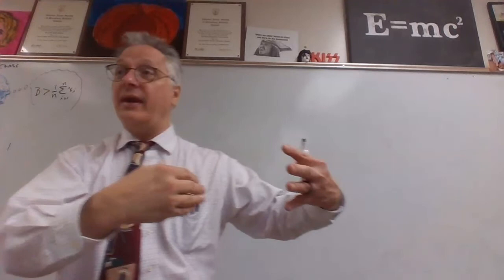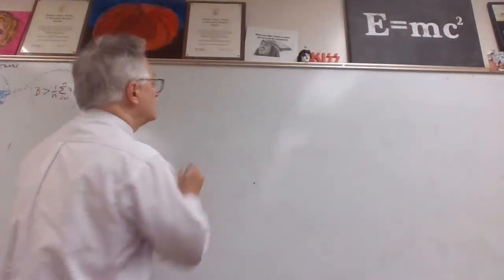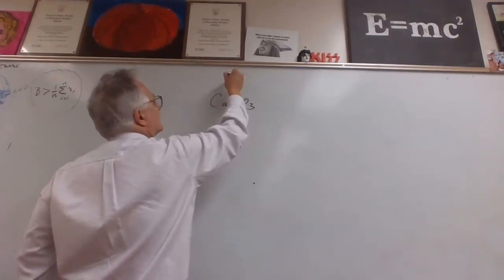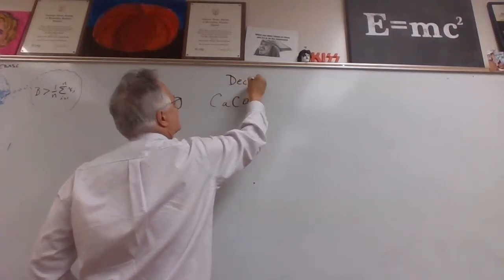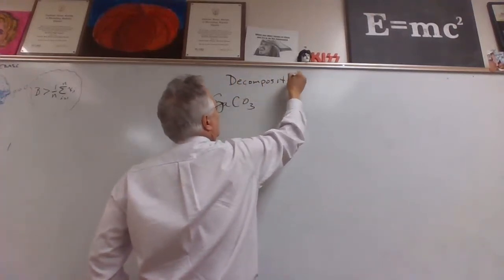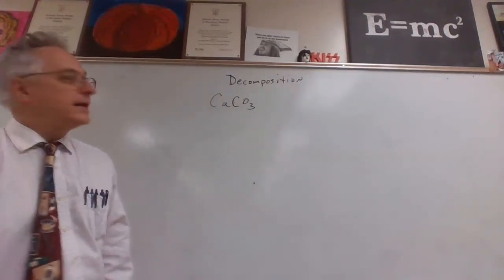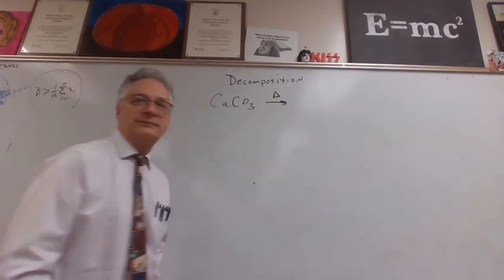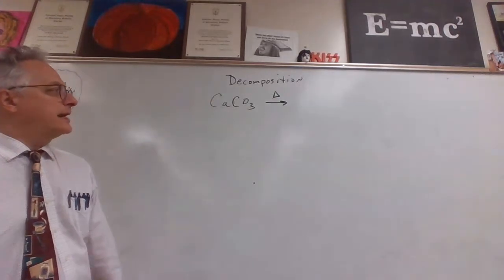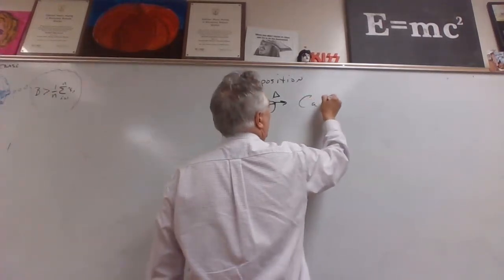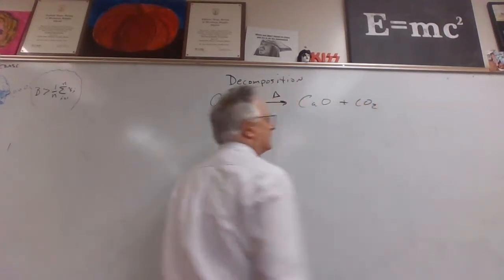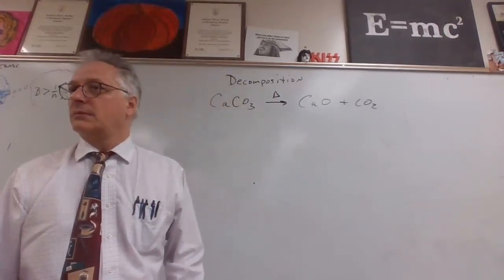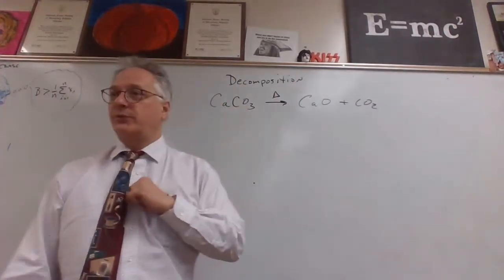So the opposite of synthesis is taking one thing and breaking it apart. So if I have something like calcium carbonate, okay, let's write what this is. This is called a decomposition reaction. I take something like calcium carbonate and maybe I heat it up. Okay, that little delta sign above the arrow means heat it up, and I get calcium oxide plus CO2. I'm taking one thing and I'm breaking it into two things. And that's called decomposition reaction.